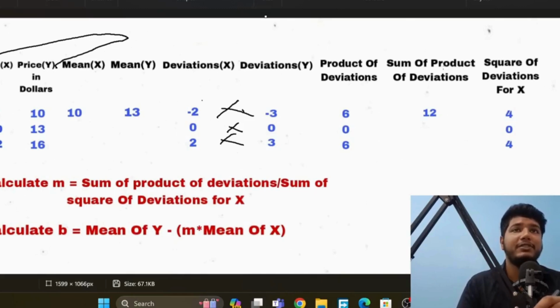So minus 2 squared is equal to 4 because it is positive, and 0 squared is equal to 0 here, and 2 squared is equal to 4. So here we have done this much.